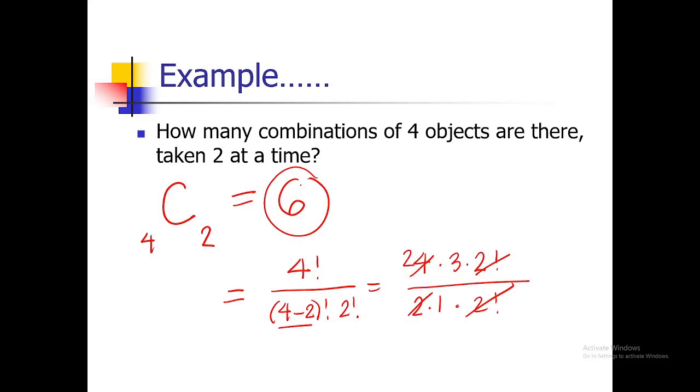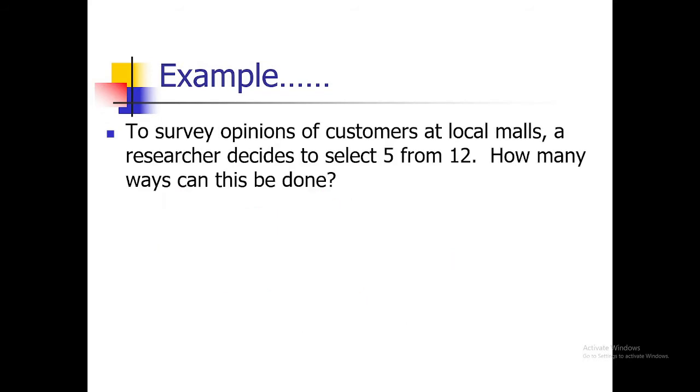Again, let's use a calculator in solving for the combination of this. Let's have another problem. To survey opinions of customers at local malls, a researcher decides to select 5 from 12. How many ways can this be done? So take note, I'm using the word select. So this is a combination problem. The combination of 12 persons taken 5 at a time.